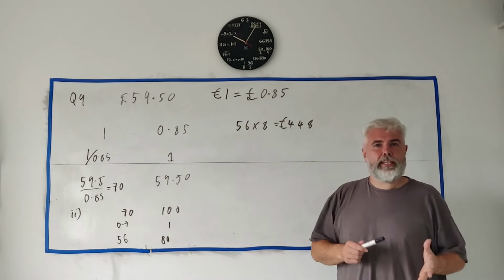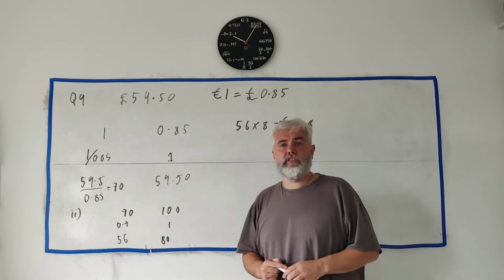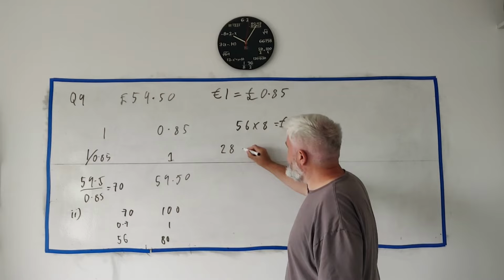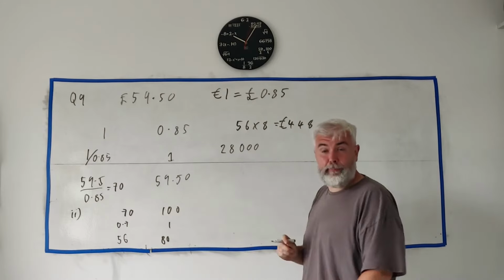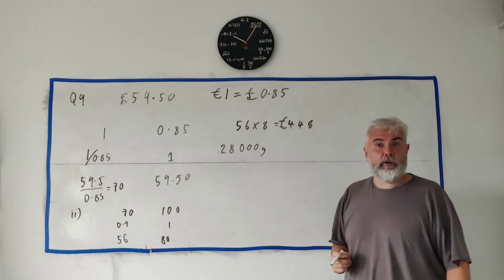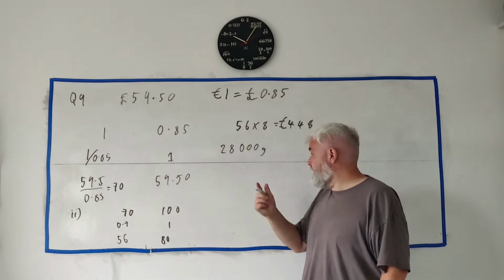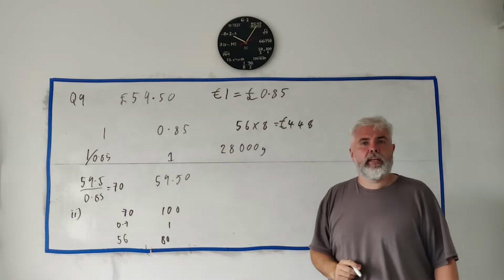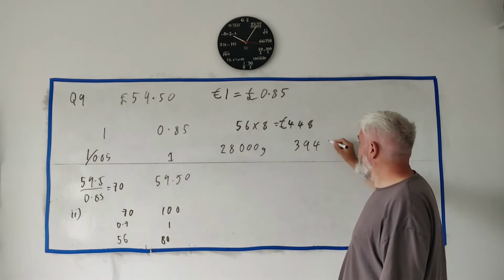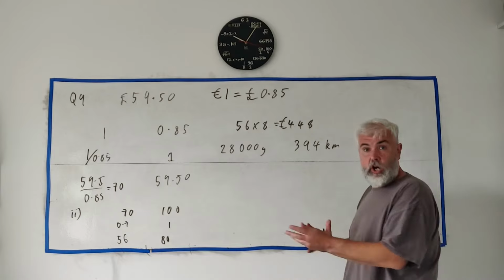Okay, we're still on Liam here. Liam flies to this concert. The airplane emits 28,000 grams. So this is grams, not kilograms, of carbon per kilometre. That's every kilometre only. Okay, total distance is 394 kilometres.